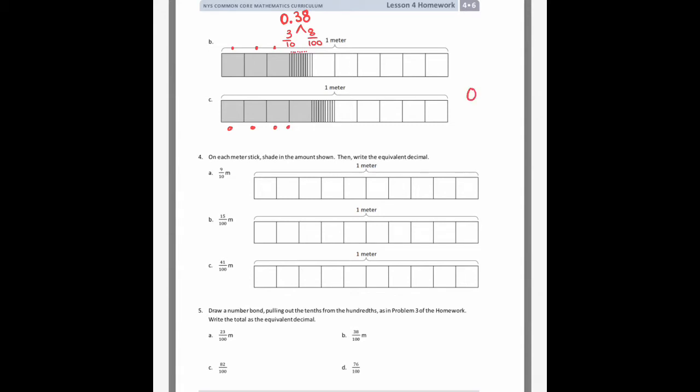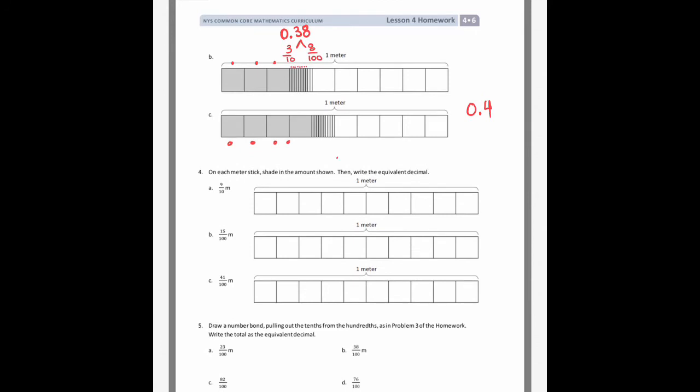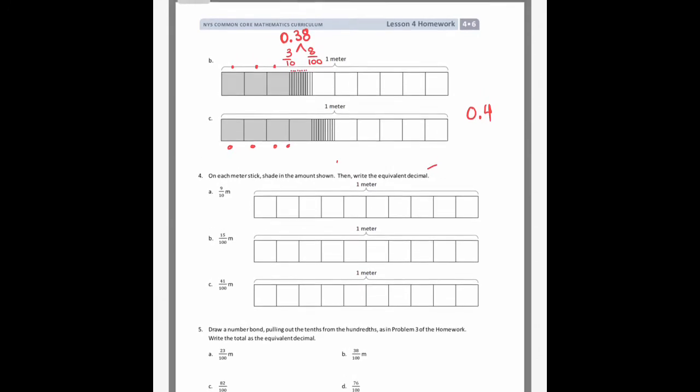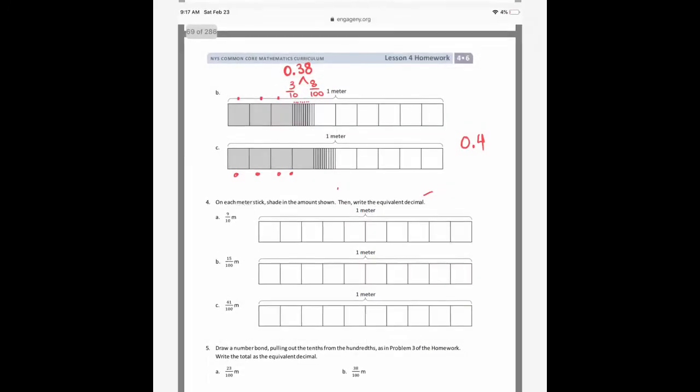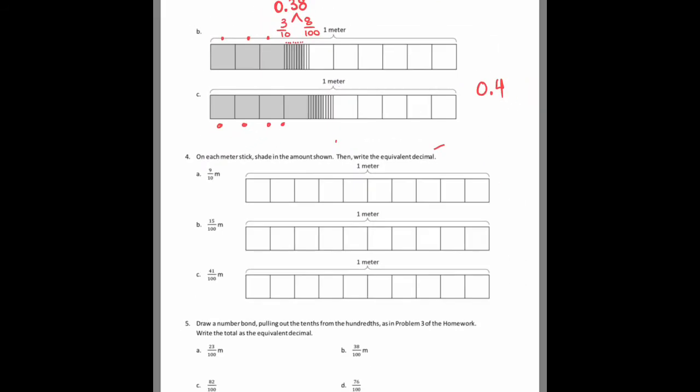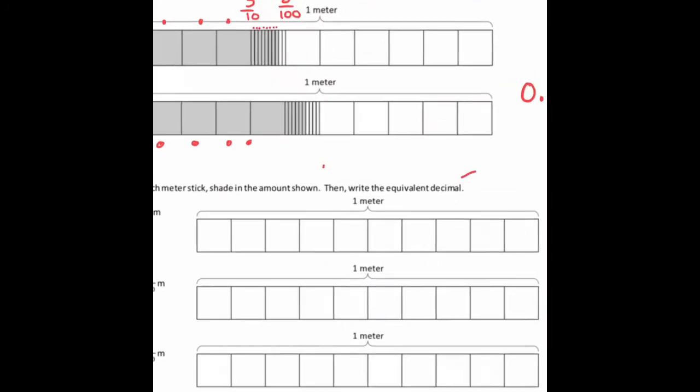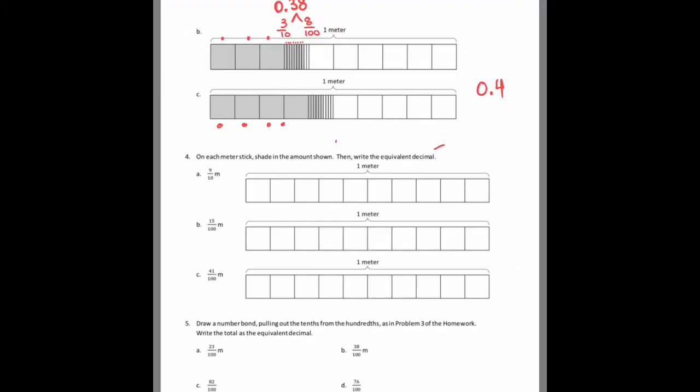On C, there are 4/10 that are completely filled in. And then I'd zoom in to see the hundredths, but for some reason it's not letting me zoom in. Well, I think I'm just going to have to do the best I can. You can probably see on your paper, I'm pretty sure it's 6/100 that are shaded in, because there are 4 that are left over that are not colored in. So it would be 0.46, which would be 4/10 and 6/100.